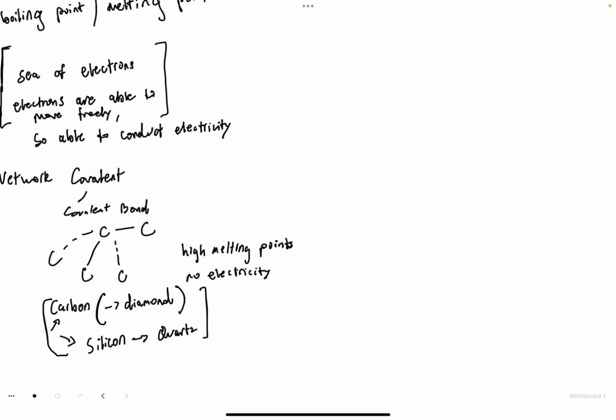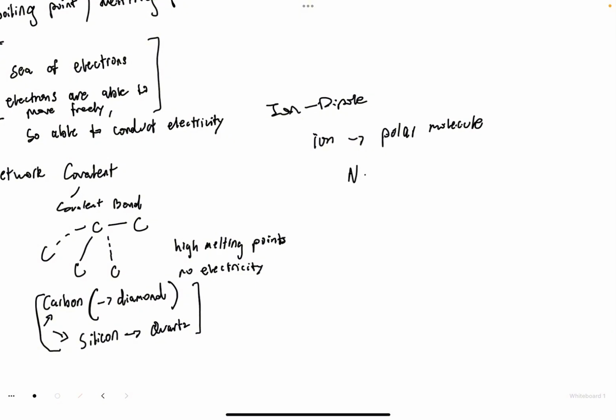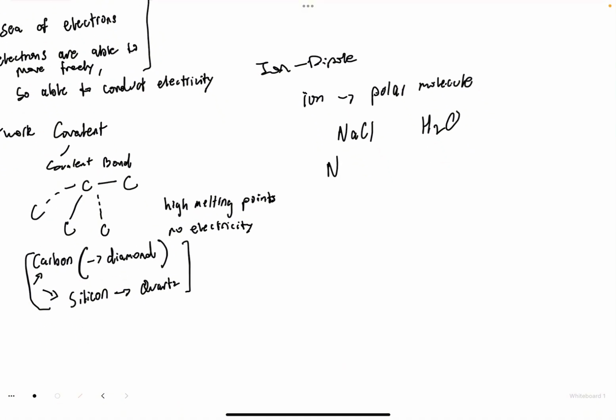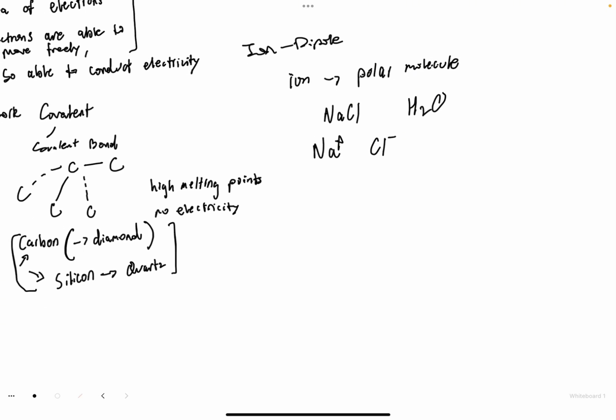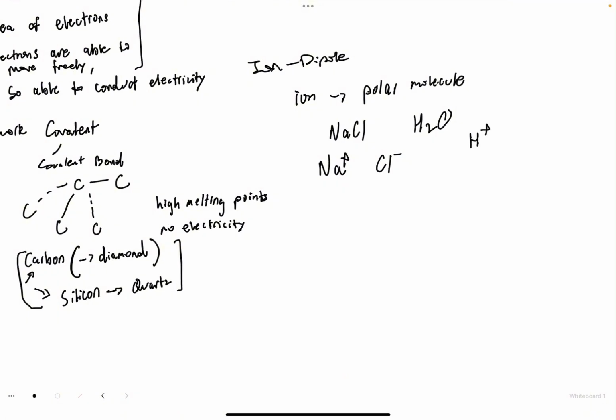So now the last one would be ion dipole. And so ion dipoles are basically this idea that an ion is in interaction with a polar molecule. So one of the examples can be when sodium chloride interacts with water, for instance. So it's dissolved in water. So sodium is going to be a positive charge, and chlorine is going to be a minus charge. And hydrogen is a plus charge, and oxygen is a -2 charge.